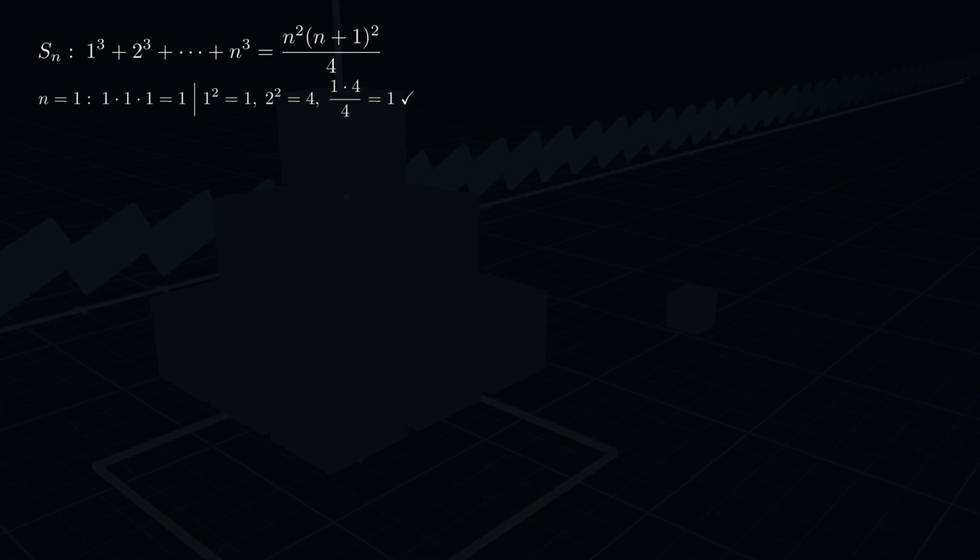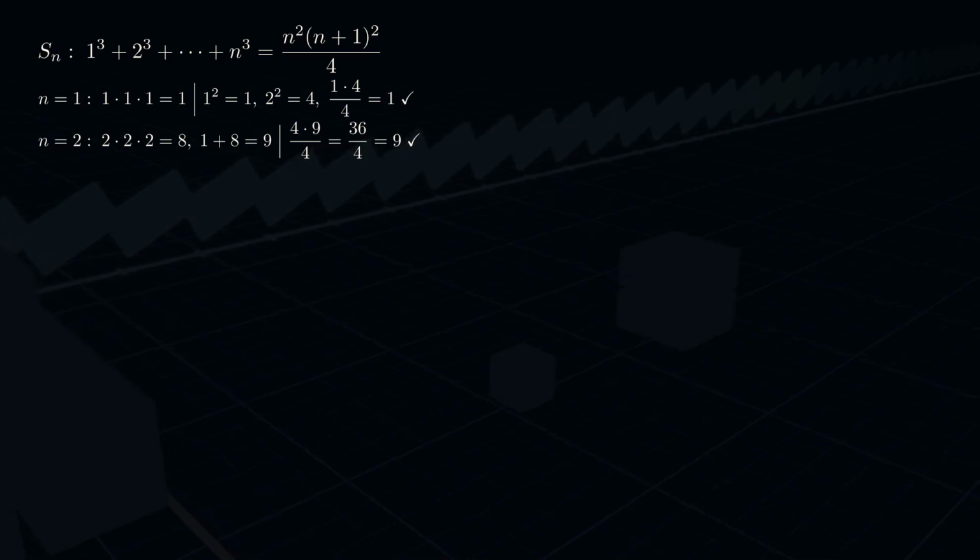Identity 3, the sum of the cubes. Let Sn be 1 cubed plus 2 cubed up to n cubed equals n squared times n plus 1 squared over 4. Feel it. N equals 1. 1 cubed is 1. Right side: 1 squared is 1, 2 squared is 4, 1 times 4 is 4, over 4, 1. Match.